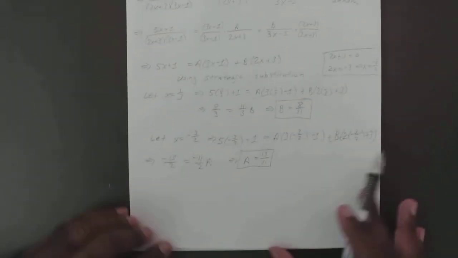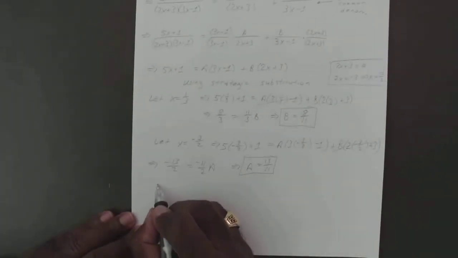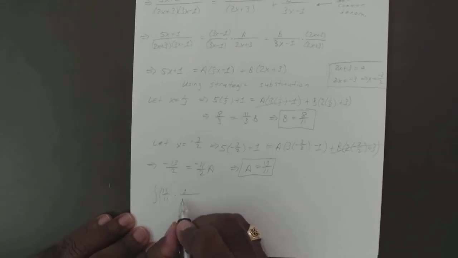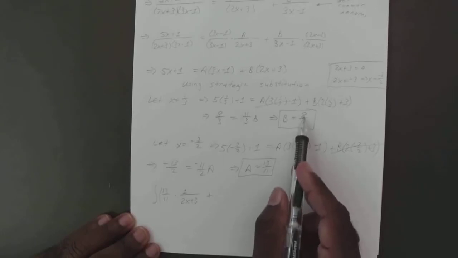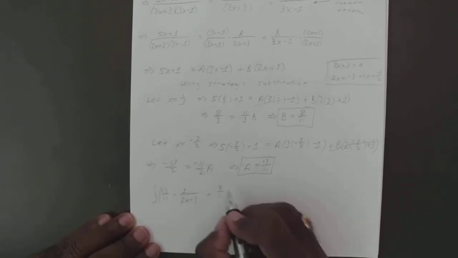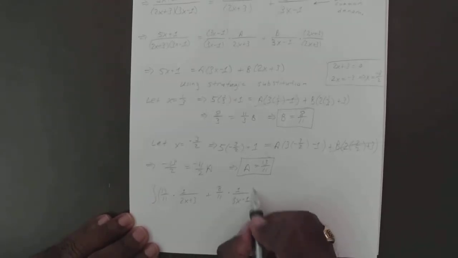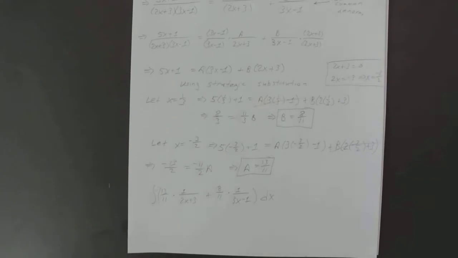Okay, so now, instead of integrating what's up here, we're going to integrate those two terms. So the integral of A, if you want, you can just put it right in front instead of on top. You can do that. Just a lot easier sometimes. So 13 over 11 times 1 over 2x plus 3 plus 8 over 11 times 1 over 3x minus 1 with respect to x.